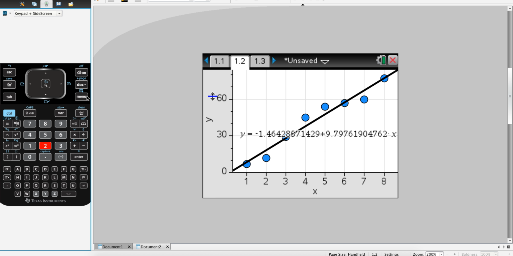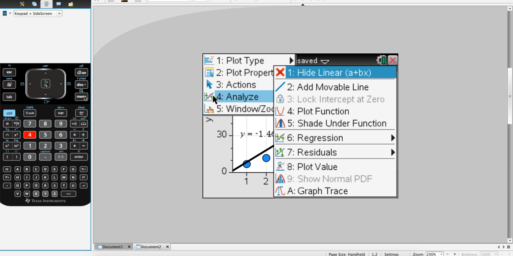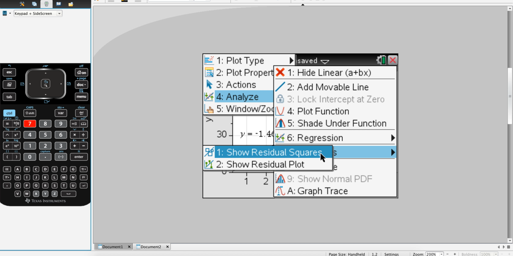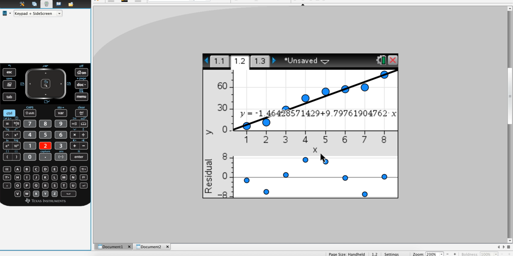Next step, we go back to menu, back to analyze, which is 4, but this time I'm going to go to number 7, as you can see, is residual, so I'll press 7, and then number 2, show the residual plot. Okay, and there it is straight underneath. Now I mentioned before that we had a little bit of a curve in that residual plot, and you can see that in the scatter plot, and in the residual plot you can see that it's got this bit of a curve happening as well.